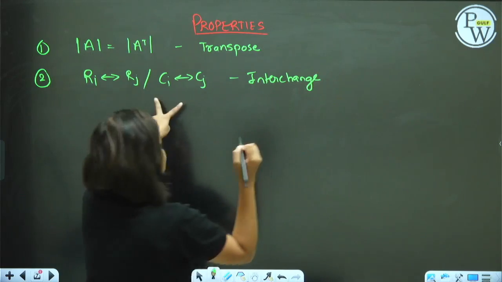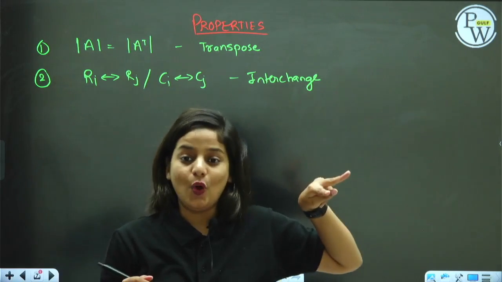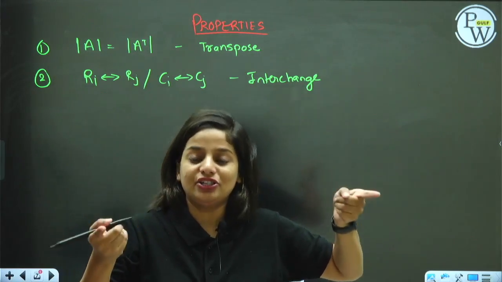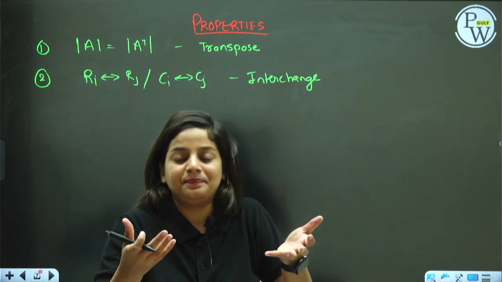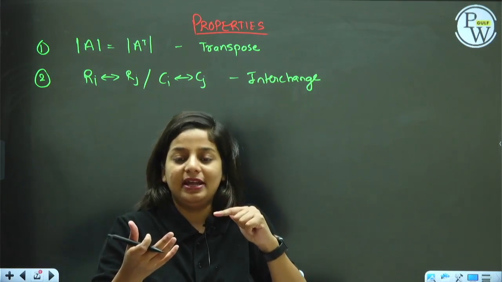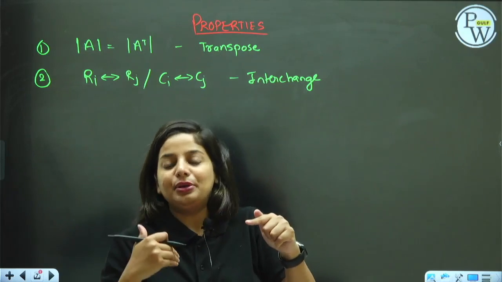If you are interchanging any two rows or any two columns, the sign of delta will change. The sign of the determinant changes. If it's positive, it will become negative. If it's negative, it will become positive.